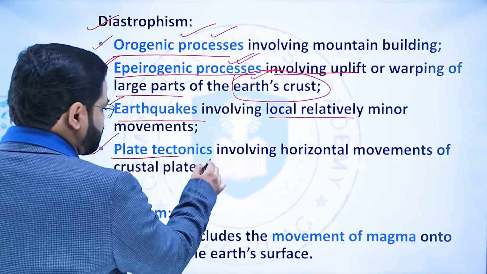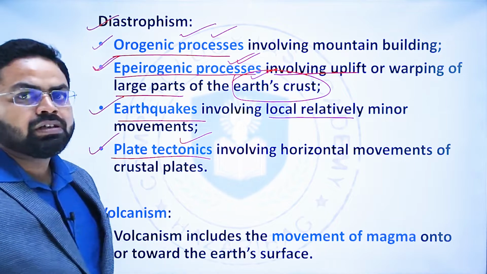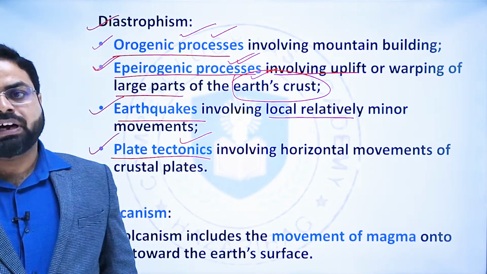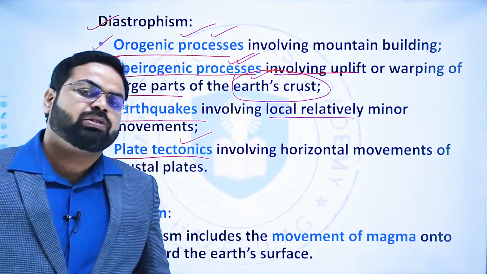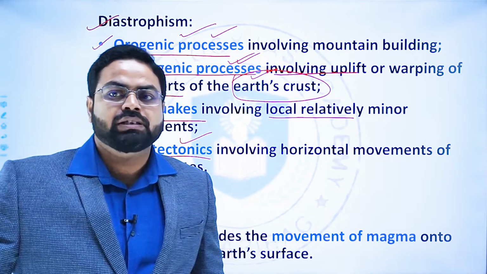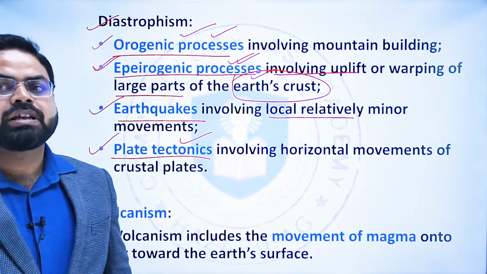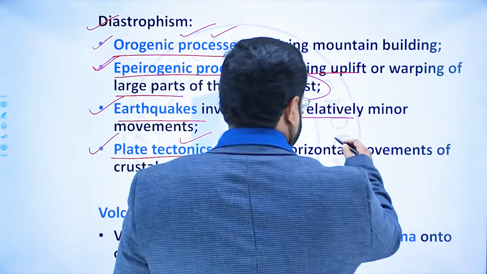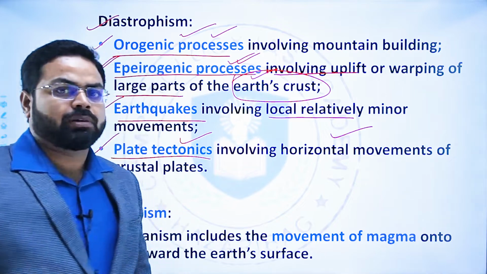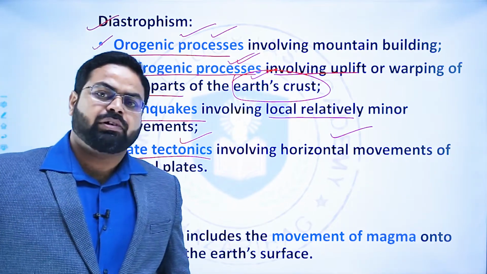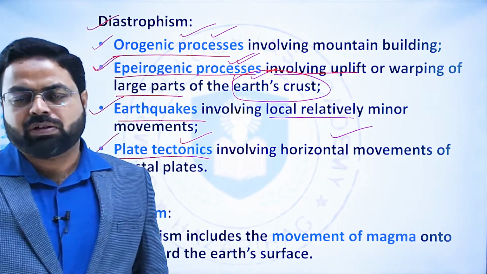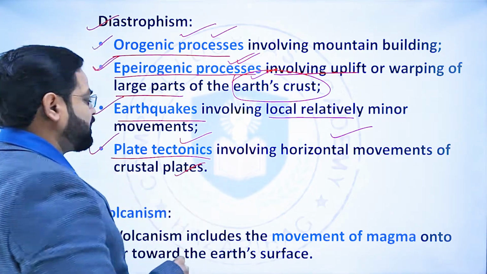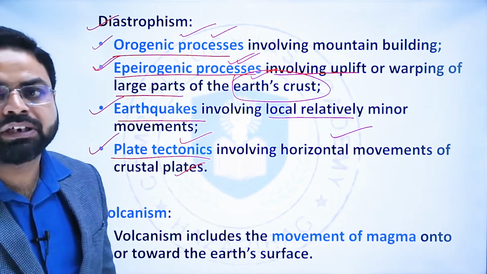Thereafter, plate tectonics. Plate tectonics is the movement of the lithospheric plates on the surface of the earth. This is also because of the endogenic forces, and this also causes various landscape changes on the surface of the earth, and this involves the formation of rift valleys, formation of plateaus, etc. All those kinds of things can be formed because of the movement of the tectonic plates or the lithospheric plates also.